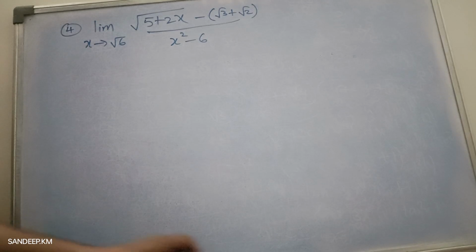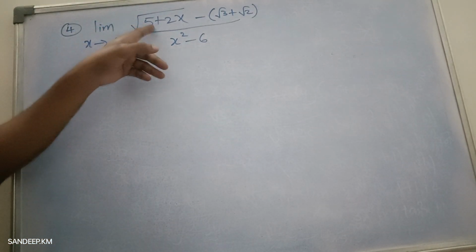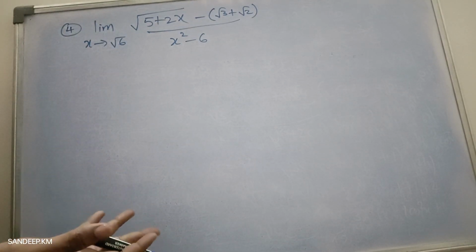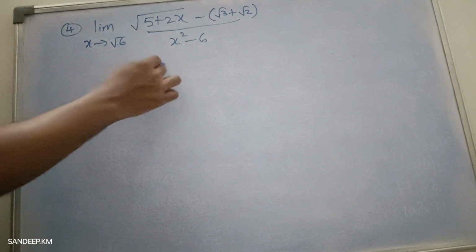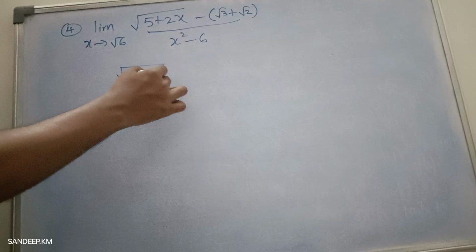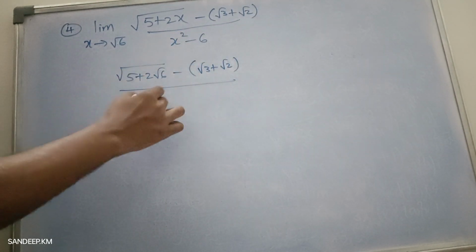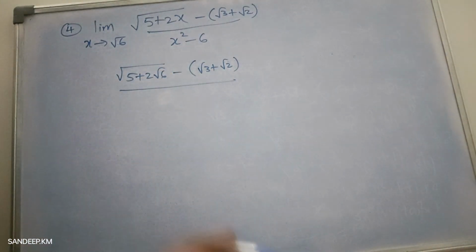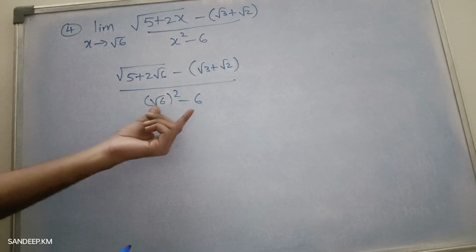Here is our next question. When x approaches root 6, we are supposed to find the limiting value of this function. Dear students, observe one thing. First thing is substitution method only. Now we will see what happens. When I substitute x as root 6, the numerator is what? Root of 5 plus 2 root 6 minus of root 3 plus root 2, whole divided by x square. X square is what? Root 6 whole square minus 6. Obviously the denominator is 0.